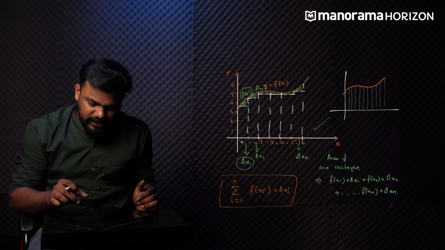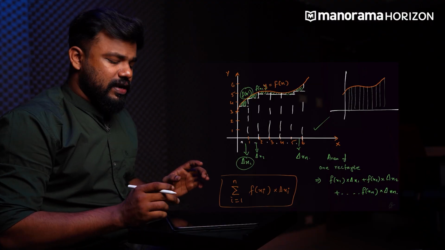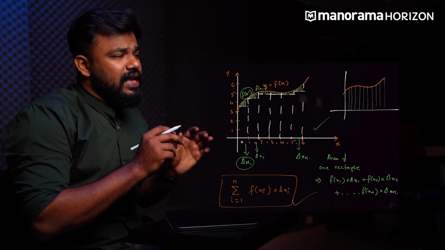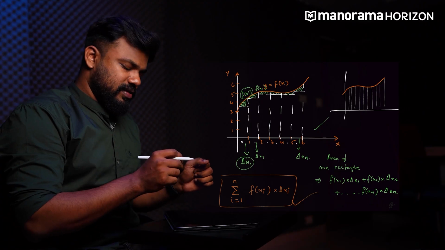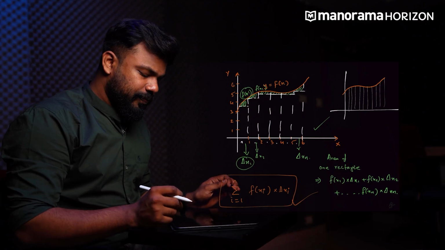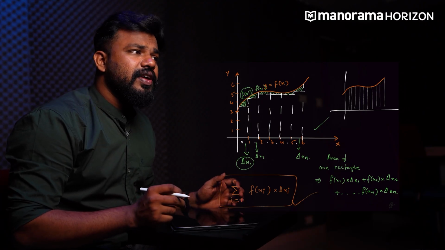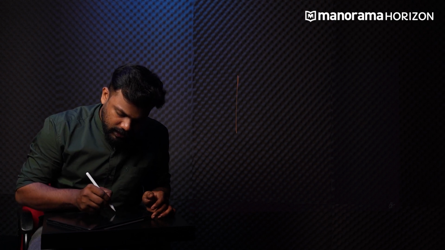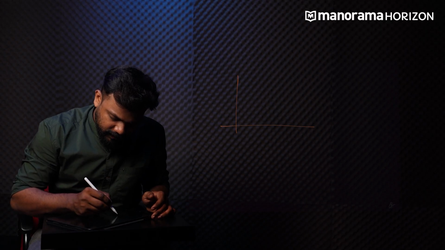Now the next question is, is this the way that we are going to write this entirely in this chapter? That is sigma i equal to 1 to n of f of xi into delta xi. Is this the way that we are going to write? No. So what I'm going to do here is I'm going to draw another graph. So you can see another graph over here.